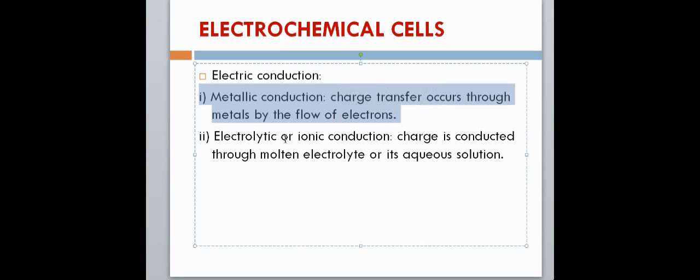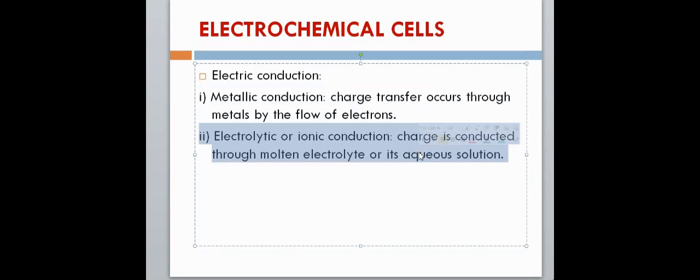What about electrolytic or ionic conduction? This is something that's easy to guess. This kind of conduction you'll find in aqueous solutions, basically electrolytes, molten electrolytes or liquid electrolytes. You'll find electric current flowing. Such kind of conduction is called electrolytic or ionic conduction.